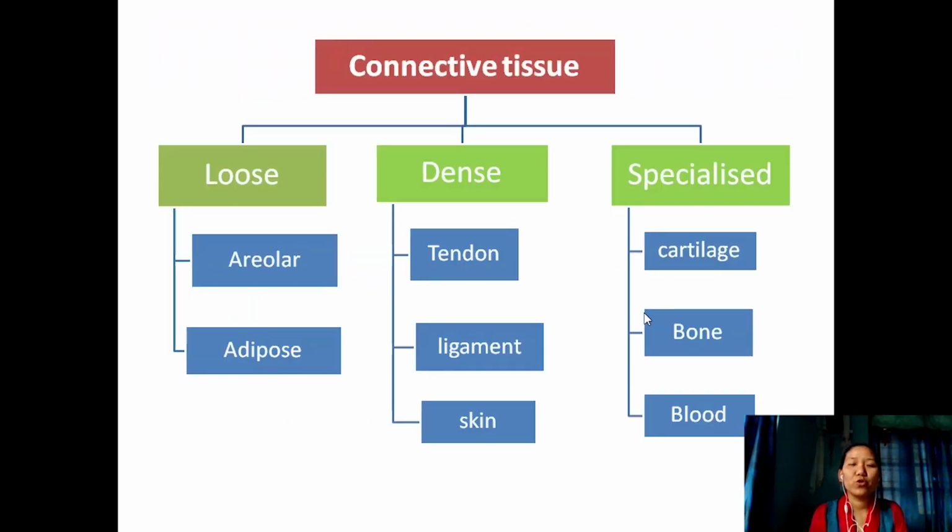Now, connective tissues are classified broadly into loose connective tissue, dense connective tissue, and specialized connective tissue. Under loose connective tissue, we have areolar tissue and adipose tissue. In the dense connective tissue, there are tendon, ligament, and skin. And under specialized connective tissue, there are cartilage, bone, and blood. We shall discuss all these one by one.